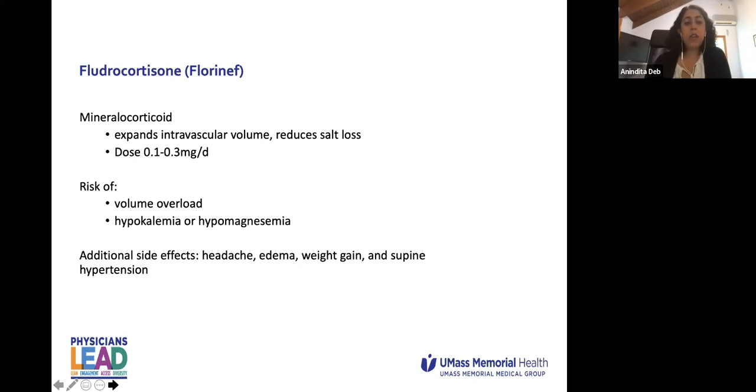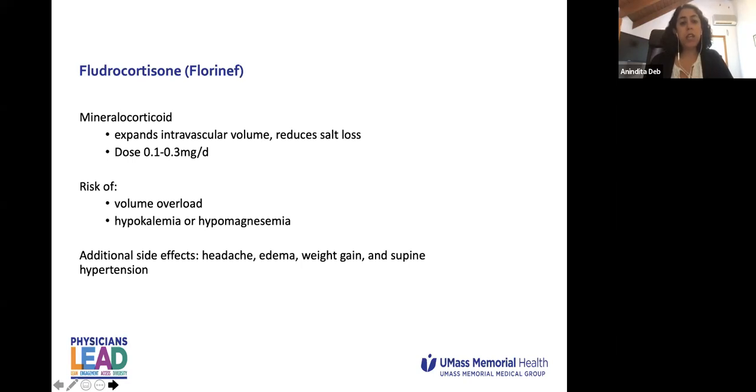There's also a risk of lowering different electrolytes. So potassium and magnesium specifically can be low if you're taking this medication. So generally, if you have a history of this, or if we catch this, this should be monitored as we adjust the dosing, because if these are low, they can cause other issues with your heart and other symptoms as well. So it's one of the potential side effects of fludrocortisone.